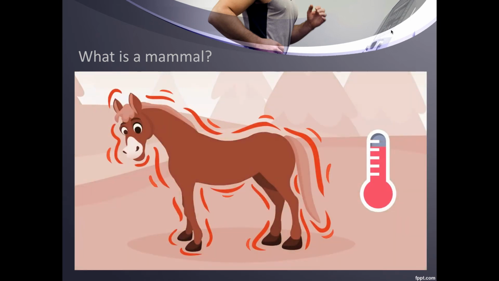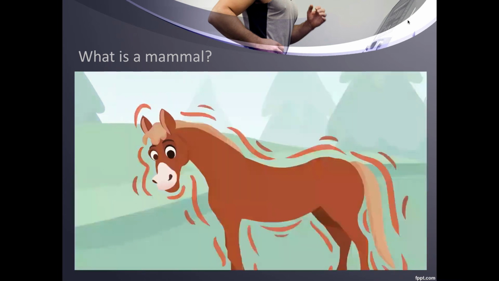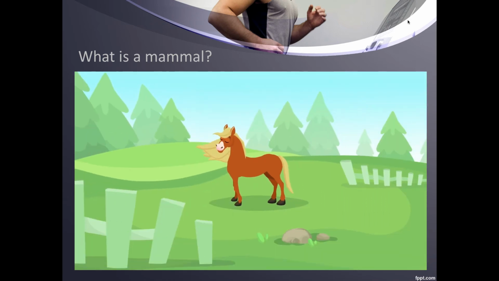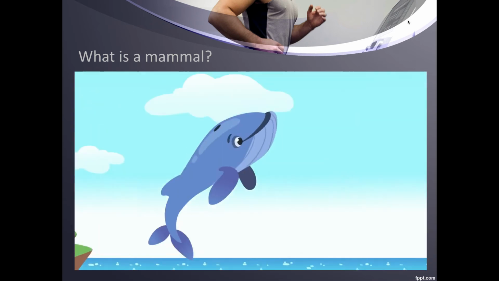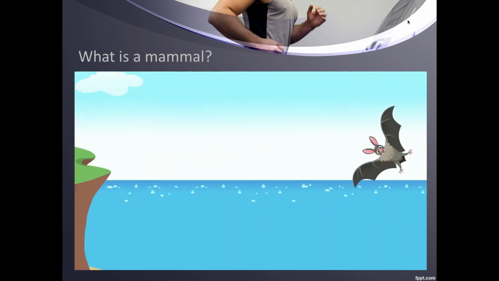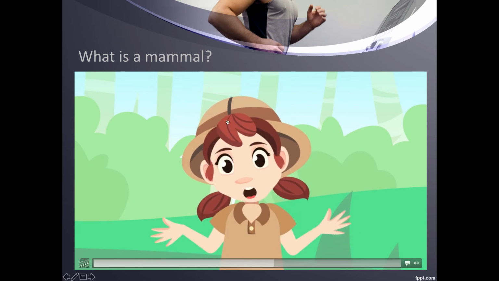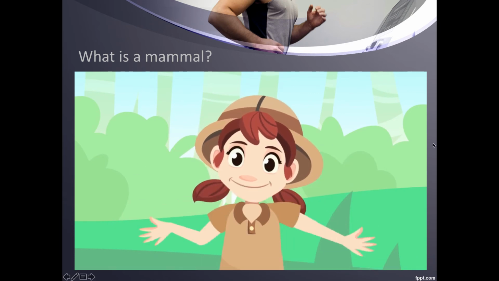They are warm-blooded animals. And the majority of them have hair covering their bodies. They can live on land, in the water, and some can even fly. And now, some fun facts about mammals.